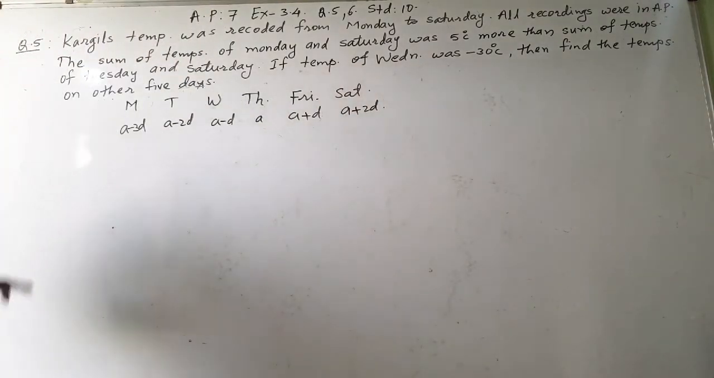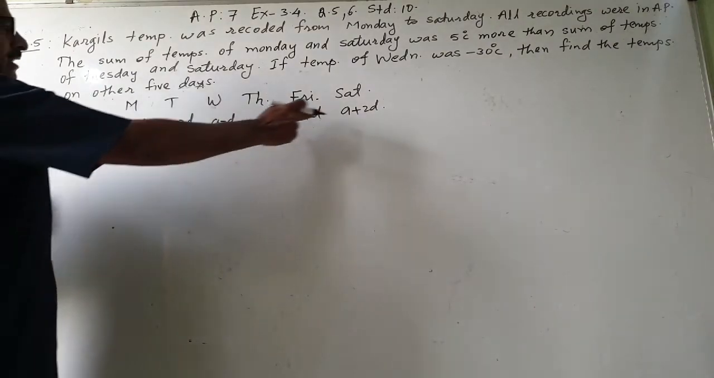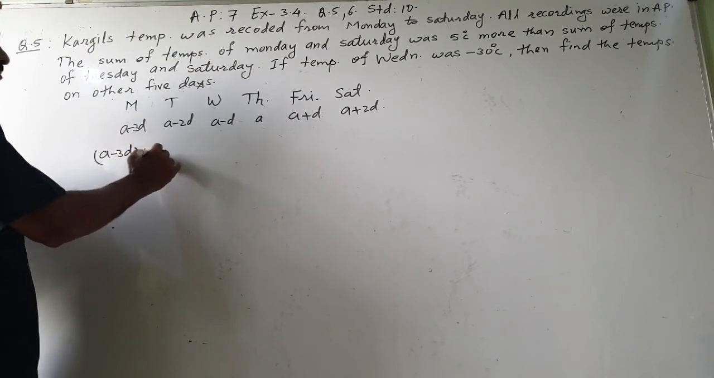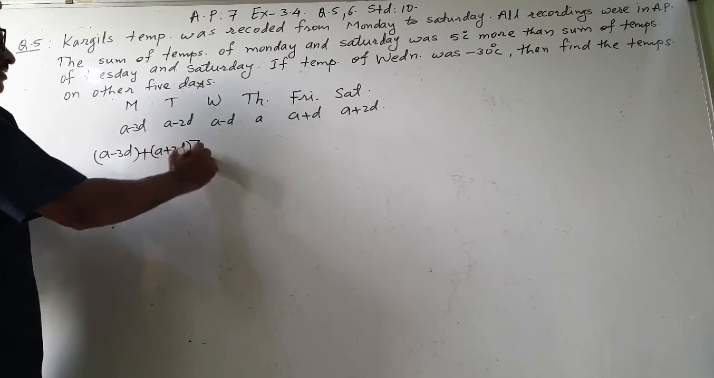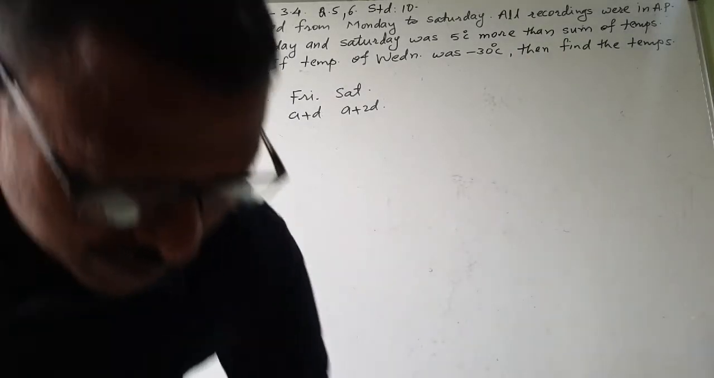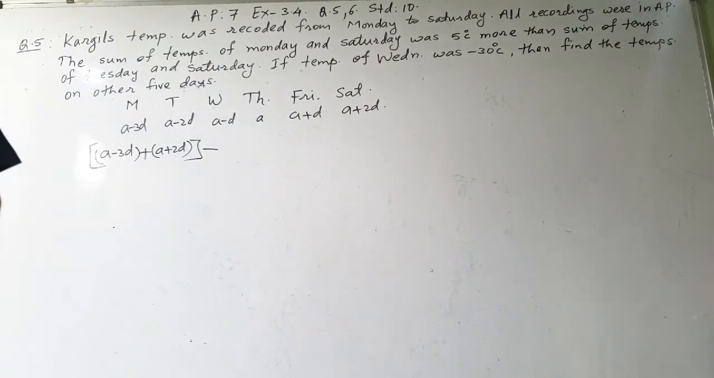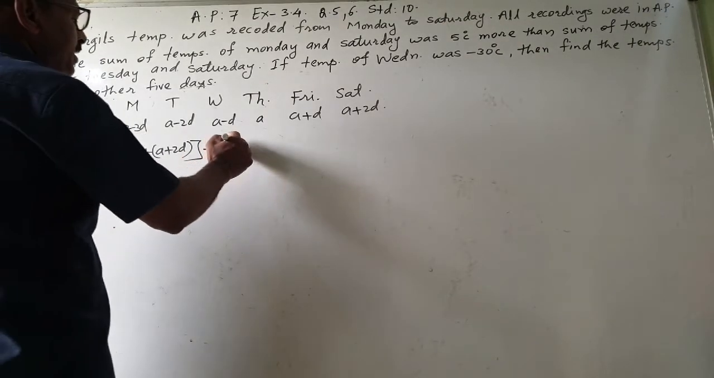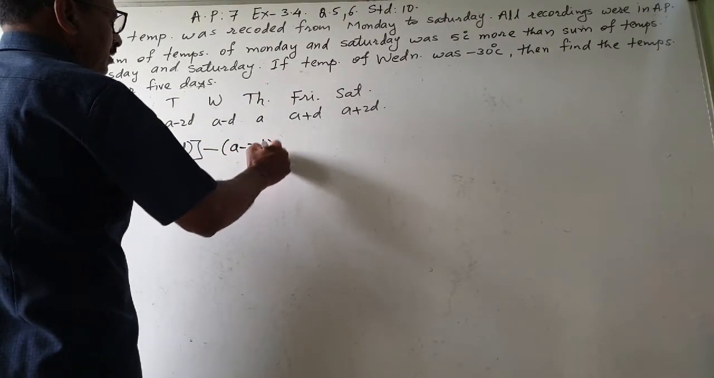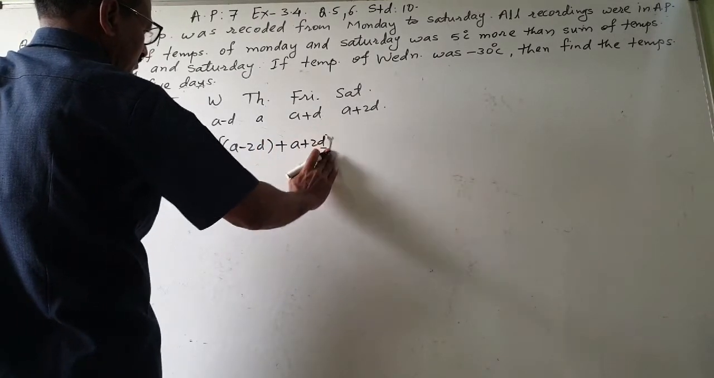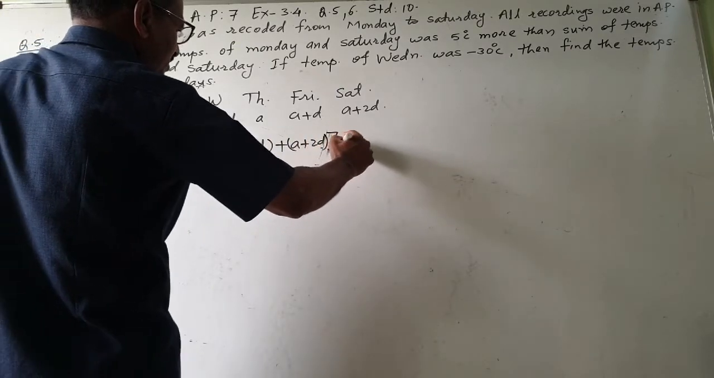This way. Now Monday and Saturday temperature sum, A minus 3D plus A plus 2D, is more than Tuesday and Saturday. Let me see the sum first. Monday and Saturday, and then Tuesday and Saturday, minus Tuesday is A minus 2D plus Saturday is A plus 2D. And this difference is 5 degrees Celsius.